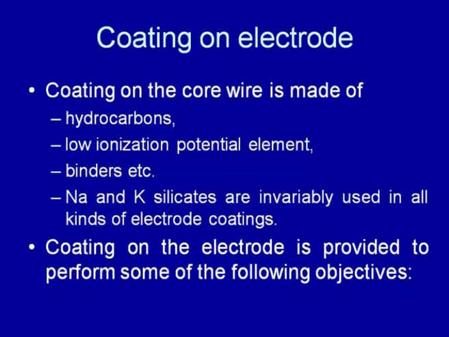So, if we see the common list of the materials which are used for developing the coating around the core wire, it is hydrocarbons, the low ionization potential elements and the binders, the sodium and potassium silicates which are invariably used in all kinds of the coating material. So, coatings on the electrodes are provided to perform some specific objectives. One by one we will see what kind of specific objectives are there of the electrode coatings.